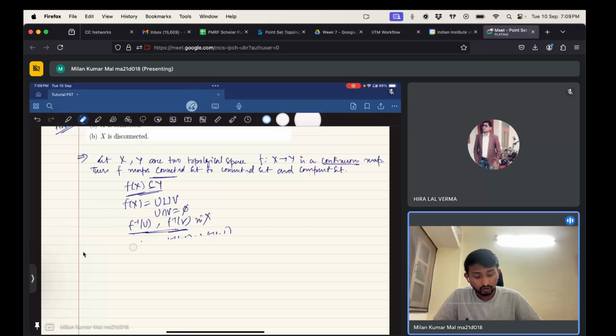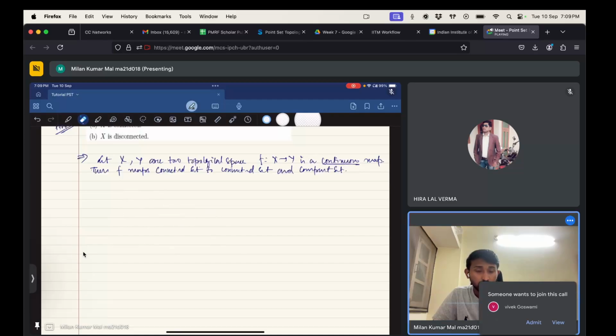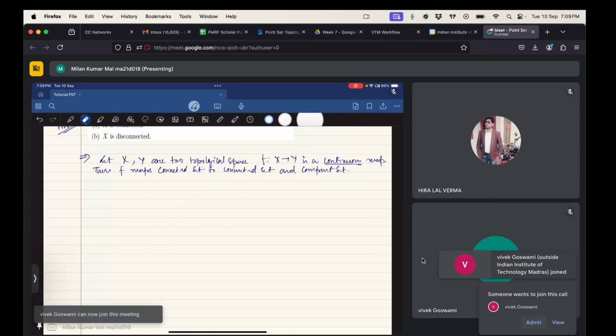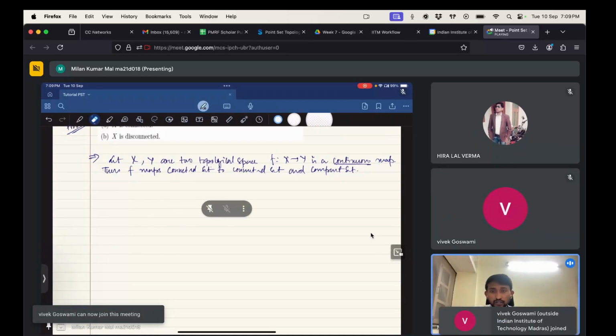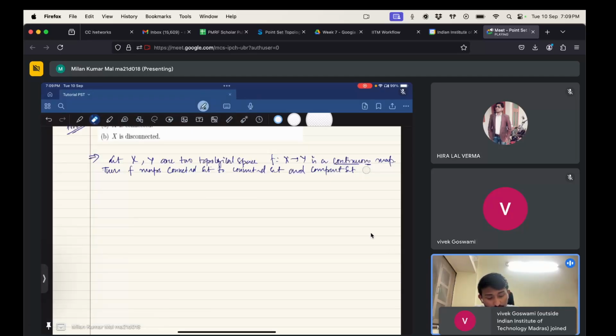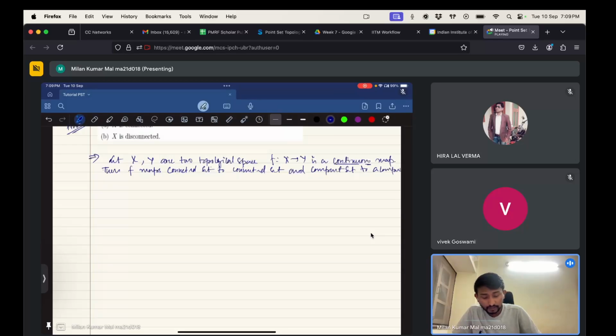So if f is a continuous function from a topological space X to a topological space Y, then f always maps a connected set to a connected set, and a compact set to a compact set.